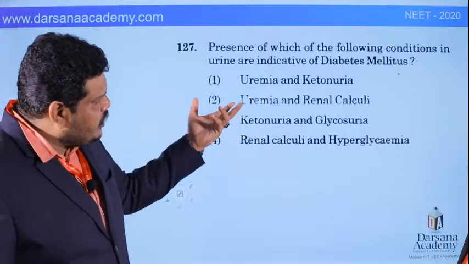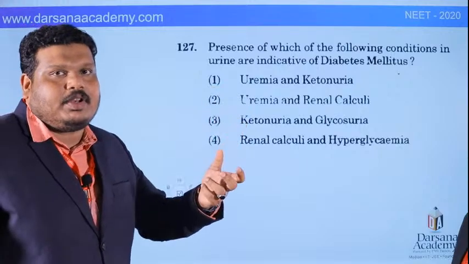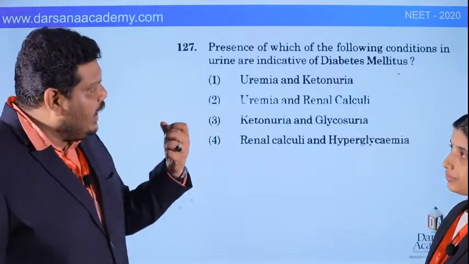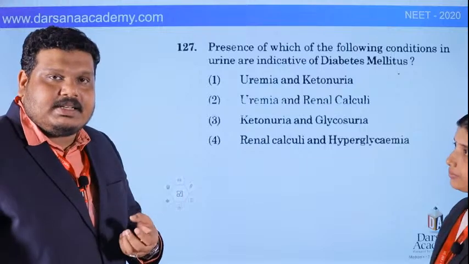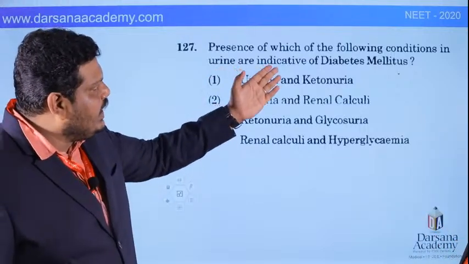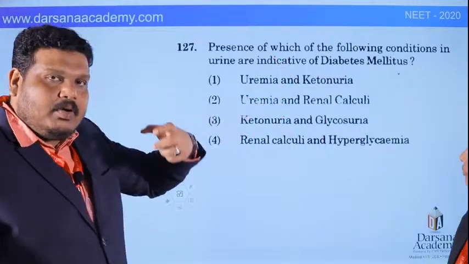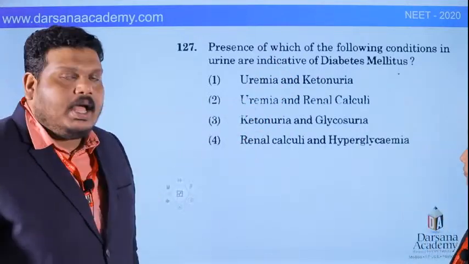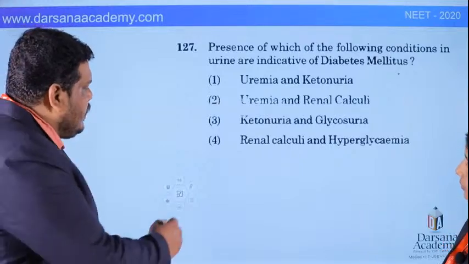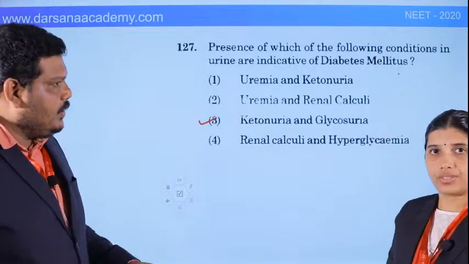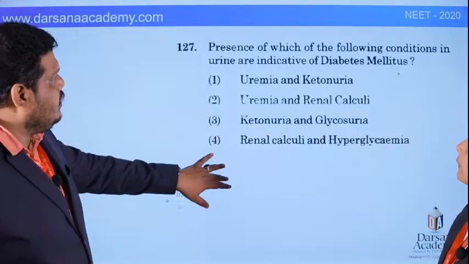Don't be confused. Uremia is the condition inside the blood where we can see urea present. That is called uremia. That is not the indication here, whereas the amount of urine is very high in diabetes mellitus. So the answer is ketonuria and glycosuria. That is the simple answer, option number 3, for question 127. Okay, so move on to the next question.